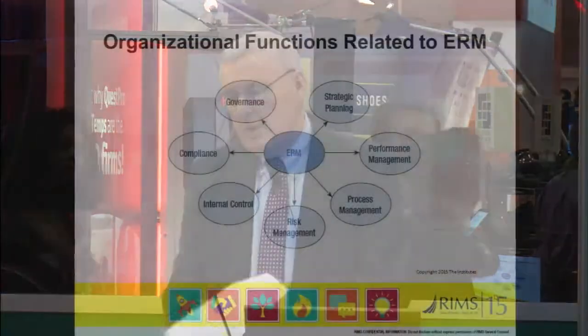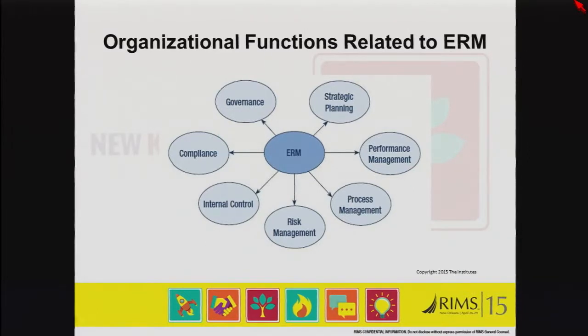Let's look at all the organizational functions that are related to enterprise risk management. We have governance, strategic planning, performance management, process management, risk management, internal control, and compliance. It's important for an enterprise risk management program to take all these different functions into account. Today we're going to focus on governance, strategic planning, internal control, and regulation and compliance.